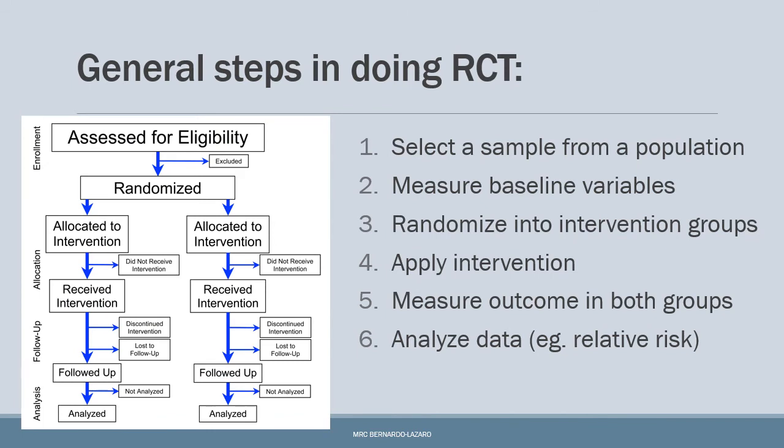In doing an RCT, you first select a sample from a population. You measure the baseline variables, then randomize the groups into control and intervention groups. And this part is very important in the research design. Now, at the end of the intervention, you measure the outcome in both groups and analyze the data, which includes your relative risk, or the risk of not getting well with the disease in the treatment group versus not getting well in the control group.